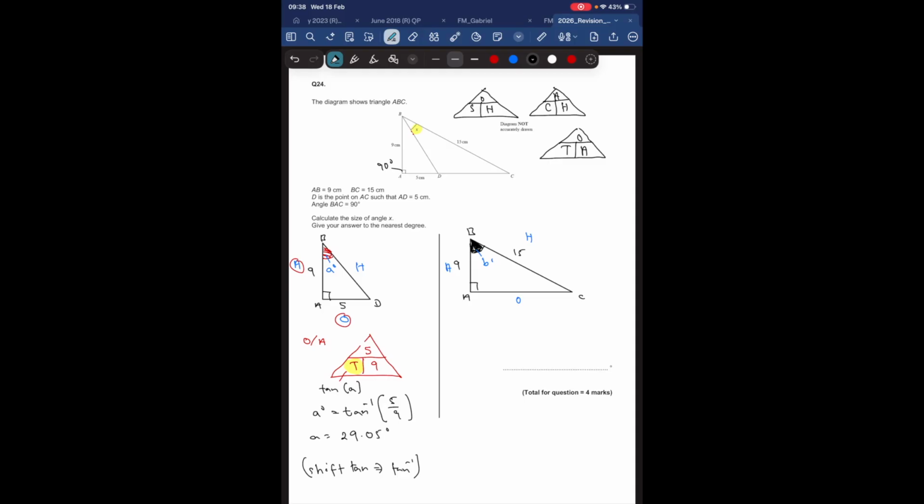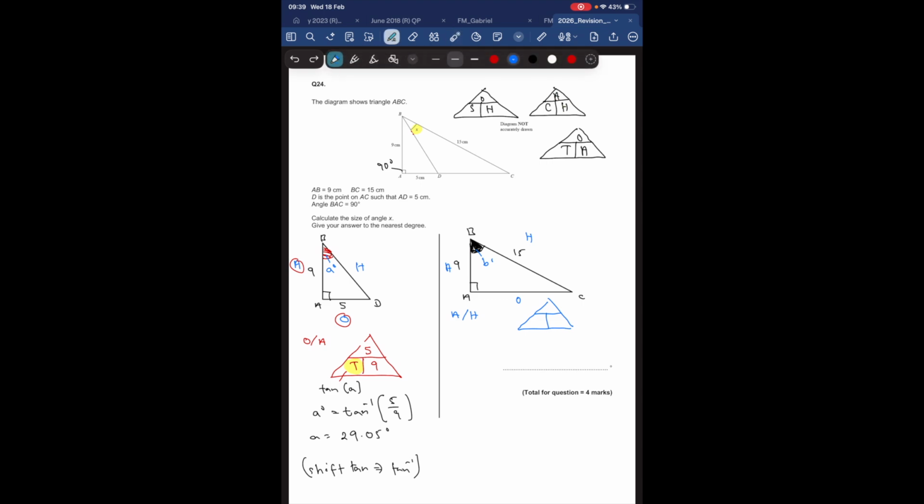We can now do the same calculation for the second triangle. This time, once we've labeled the triangle correctly, we have the adjacent side and the hypotenuse, so the A and the H. The only formula triangle that has the A and the H in it is, sorry, not the tan, the cosine formula triangle, cosine A and H.